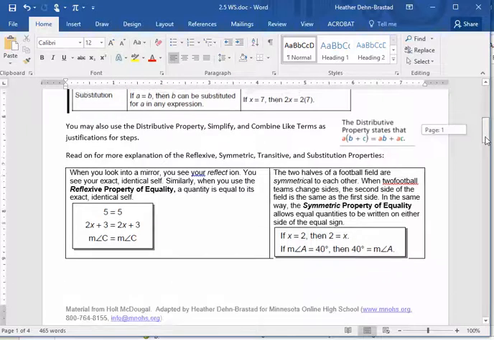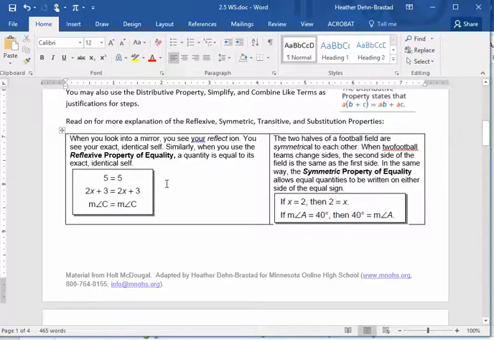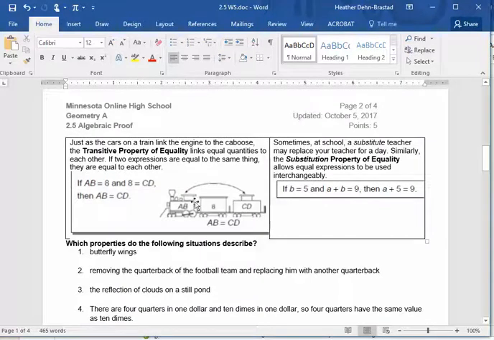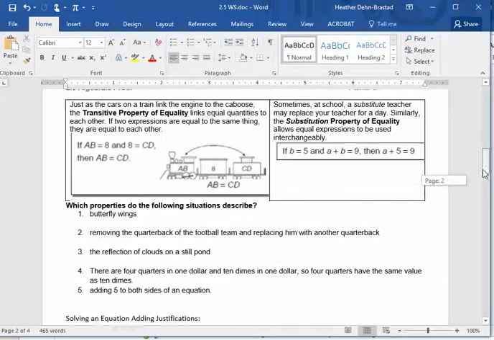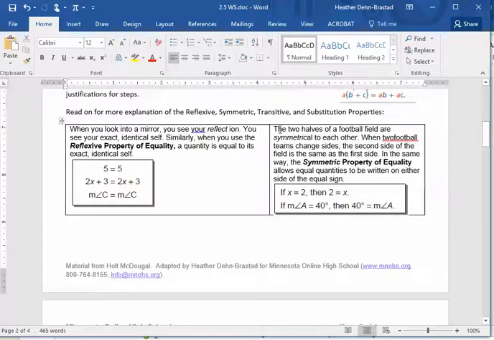All right, here's some more information about the reflexive property, the symmetric property, the transitive, and the substitution. Those are on your worksheet. Read those for a little bit more in-depth explanation of each of those. Then for 1 through 5, you have to go back up and find which property the following situations describe. There's a couple that would be more than one. So let's look at the reflections of clouds on a still pond. You probably would call that a reflexive property, but some people call that a symmetric property, and I can see that as well.